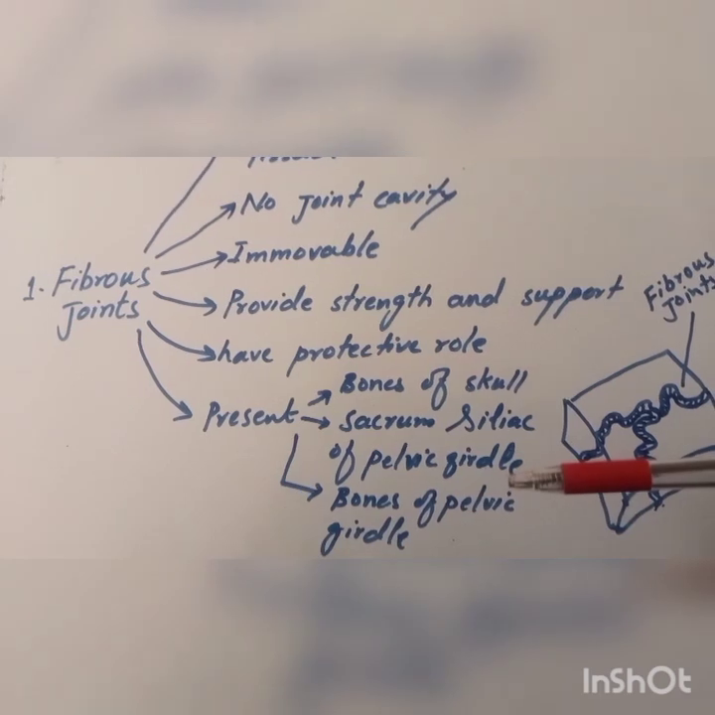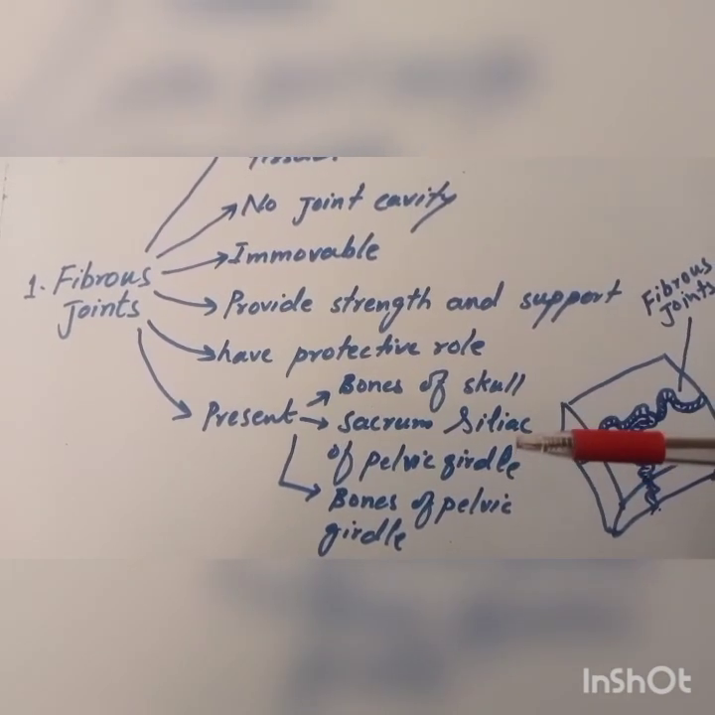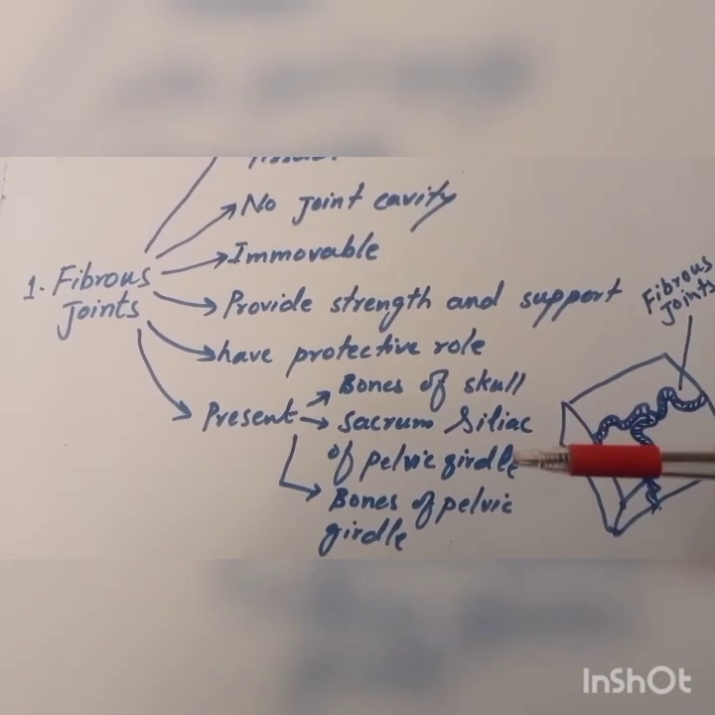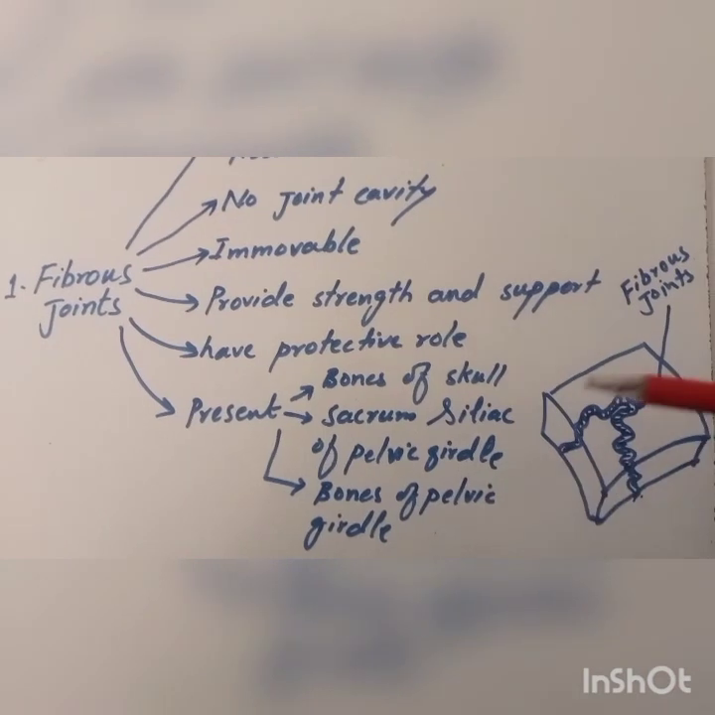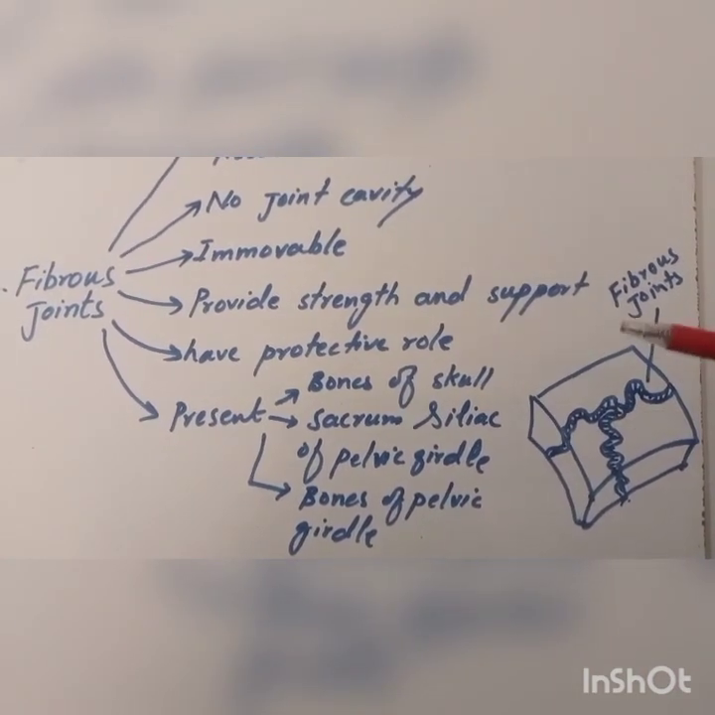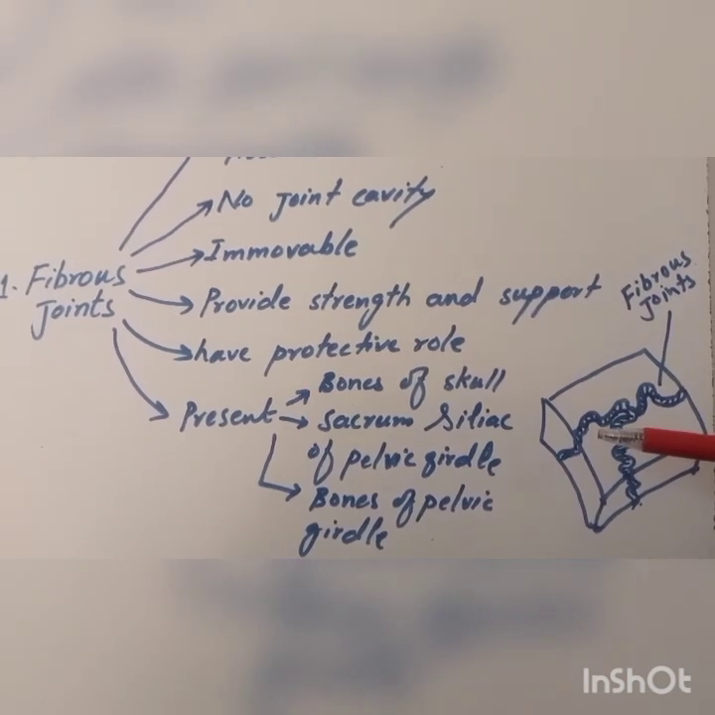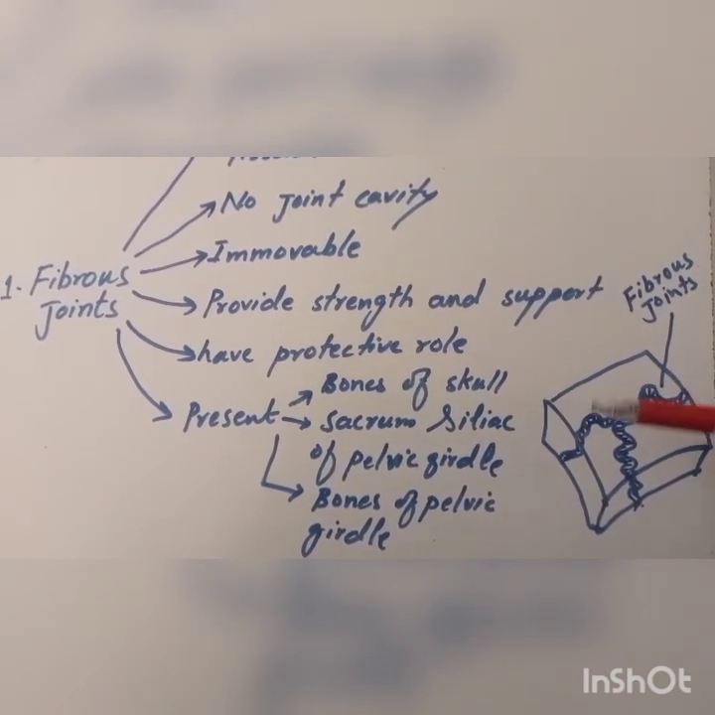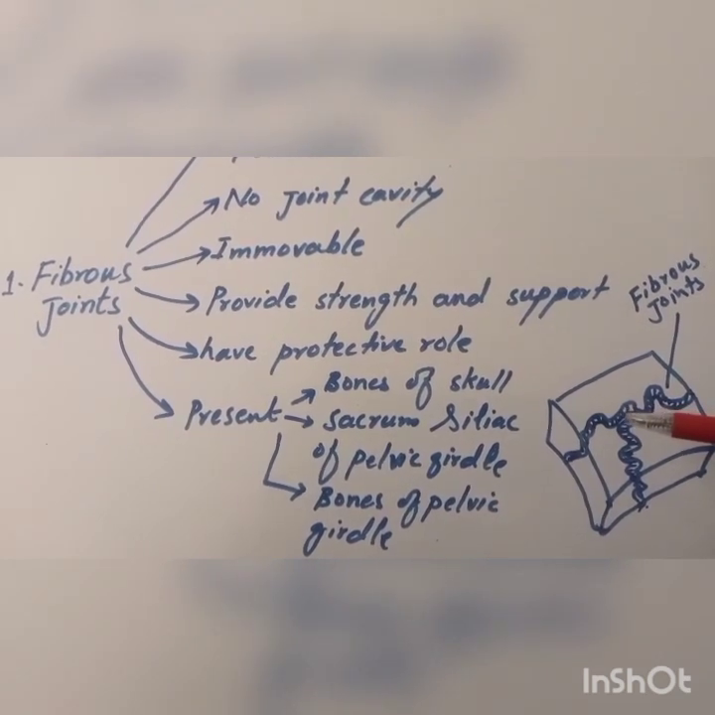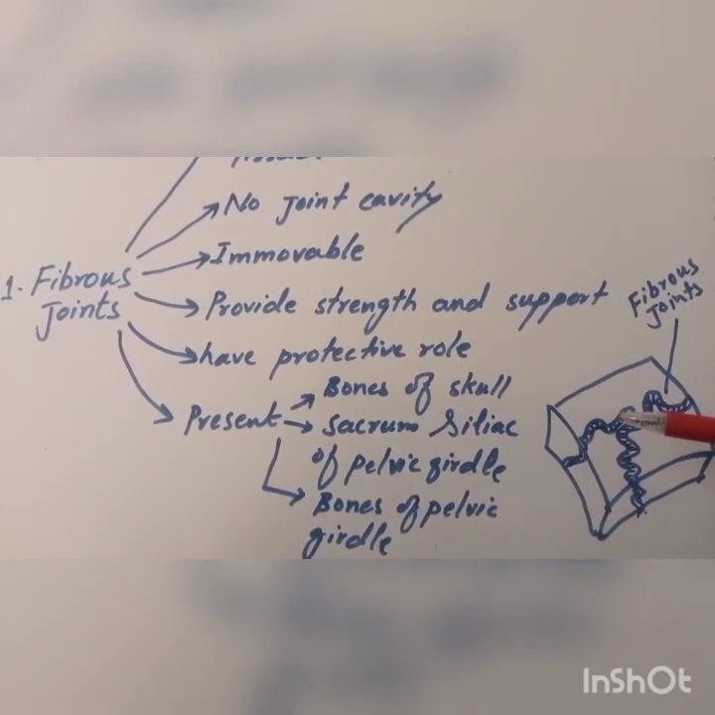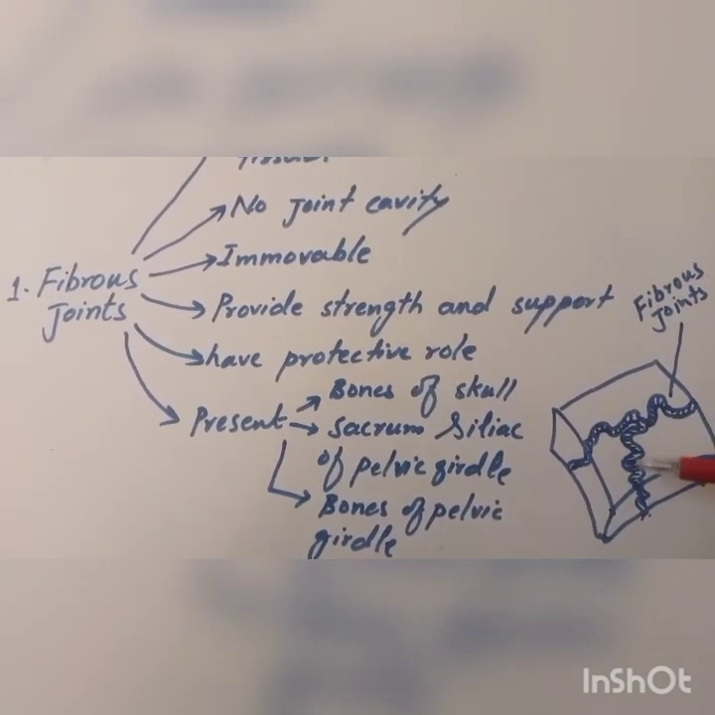These joints are present between the bones of the skull, between the sacrum and iliac of the pelvic girdle, and between the bones of the pelvic girdle. So here these are the fibrous joints present between the bones of the skull. These are the fibrous connective tissues.